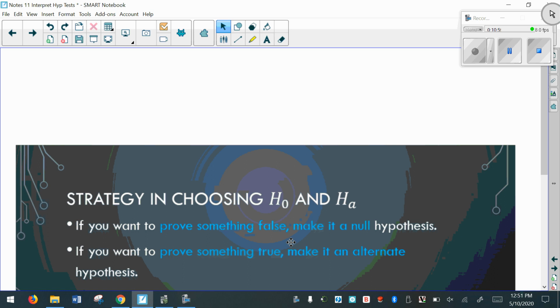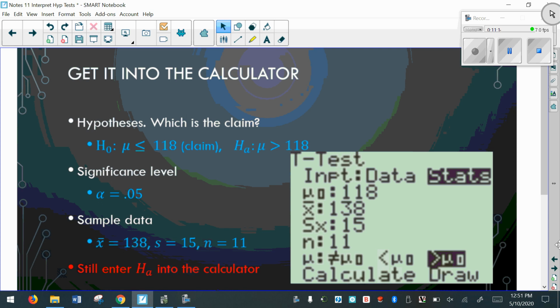But you do have to be careful in certain questions on your assignment. And this kind of went back to the screen we looked at before just to kind of help you out. If you're trying to prove something false, we want to make that the null. So that's why we had to do that. If you want to prove something true, you want to make it the alternate. So hopefully you wrote down everything that you needed to be able to use your calculator. So once again, the claim really, because we were trying to reject, is mu is less than or equal to 118. You have your alpha significance level, you have your data. Remember, H sub A is what needs to be put into your calculator correctly. So if you're having any trouble with your calculator, make sure that you see us for some help before you do the assignment.